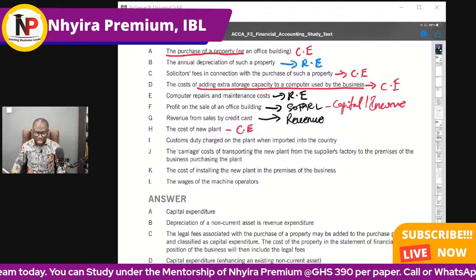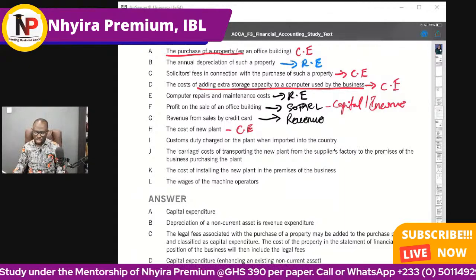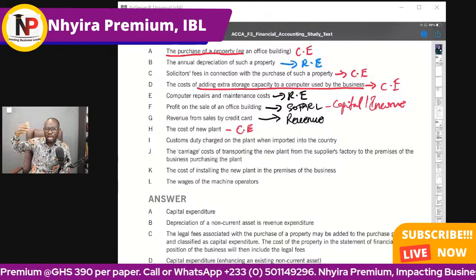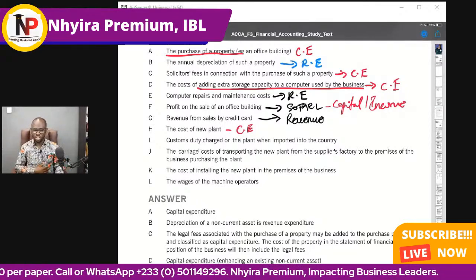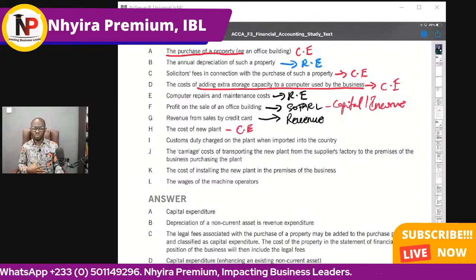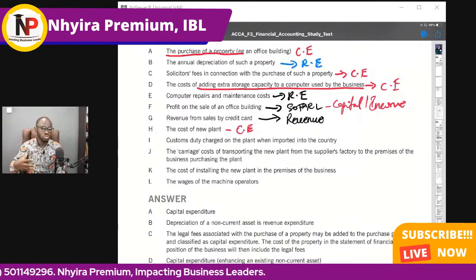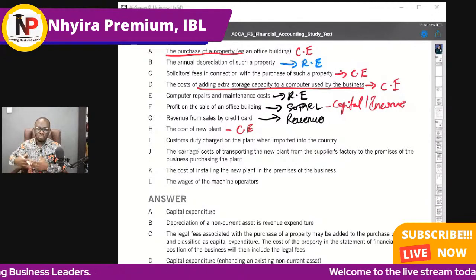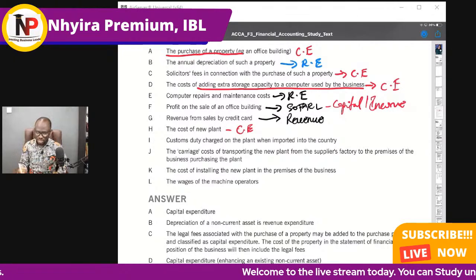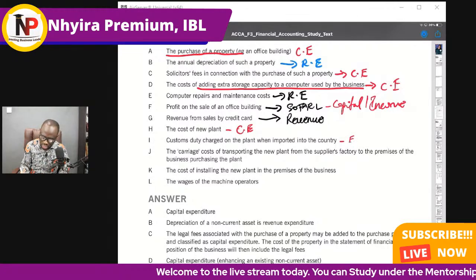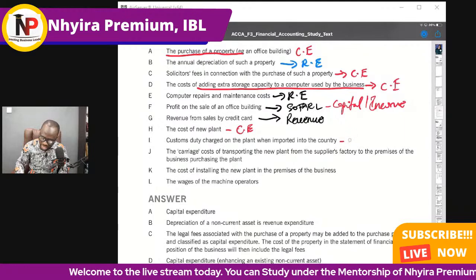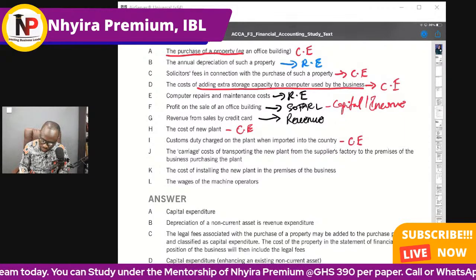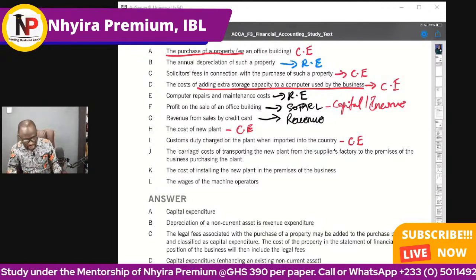Then customs duty charged on the plant when imported into the country. So it means that we bought the item outside of our home country. Let's say we procure something from China, and we are paying customs duties. Because it relates directly to the plant that we are buying, that is going to also be included in the initial cost as per IAS 16, Property, Plant and Equipment. So that is also going to be a capital expenditure.